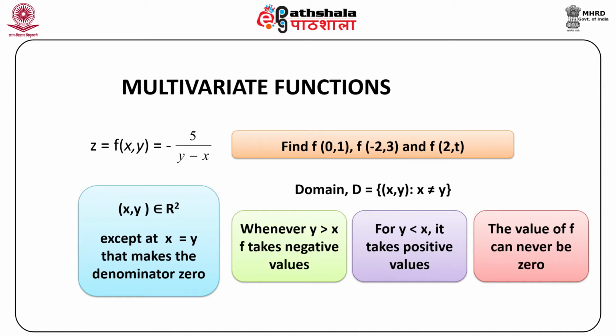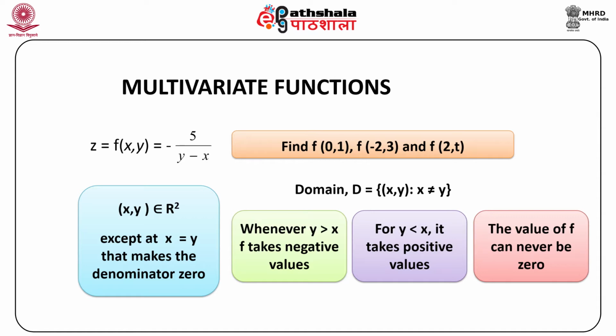Example: determine the domain and range for the function z is equal to f(x, y) equal to minus 5 upon (y minus x). Find f at (0, 1), f at (minus 2, 3) and f at (2, t). The given function is defined for all (x, y) belonging to R square except at x equal to y. That makes the denominator 0. Thus, domain D is equal to {(x, y) such that x is not equal to y}.